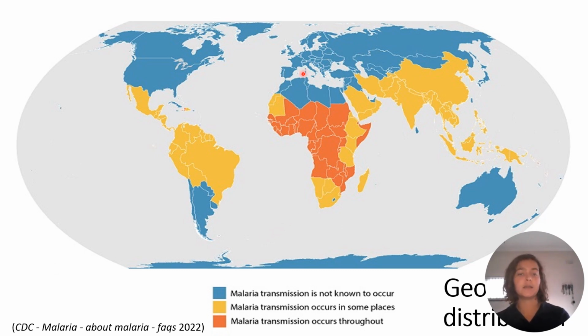So in this map, we can see that in the blue, these countries don't have malaria, transmission is not known to occur, and in the yellow, it occurs in some places, but in areas that are orange, it occurs throughout those areas.